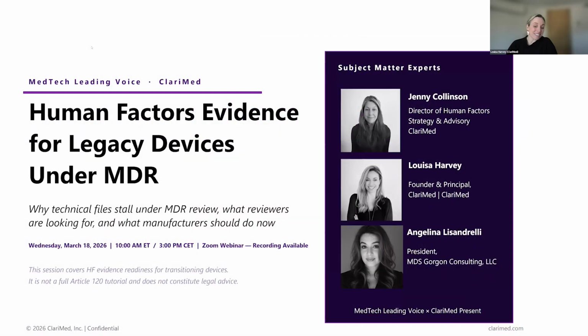So today I'm very excited about this particular topic, which is human factors evidence for legacy devices under MDR. And the reason is MDR really has completely changed the way we view and submit files, particularly pertaining to the usability engineering file, which we'll discuss today.